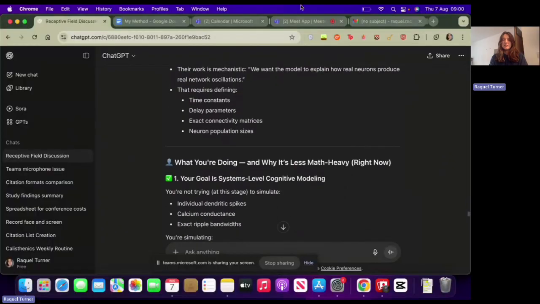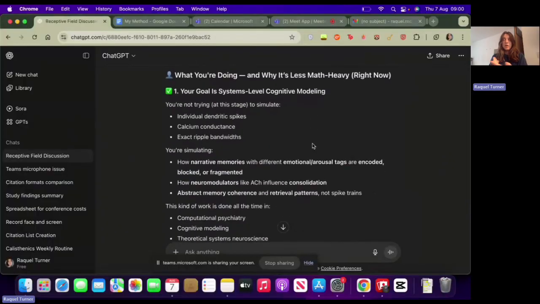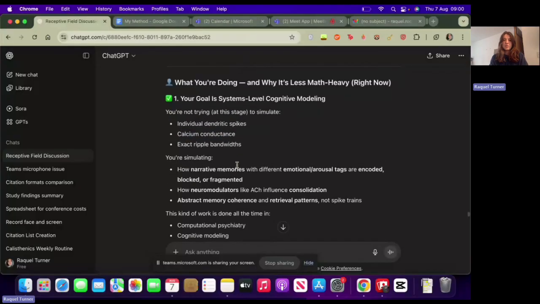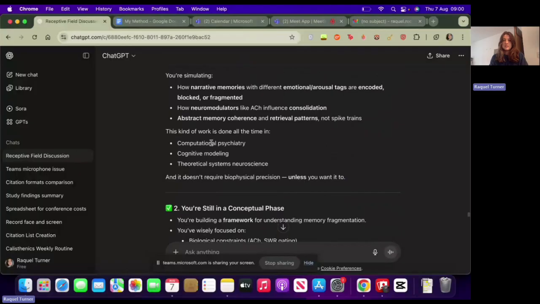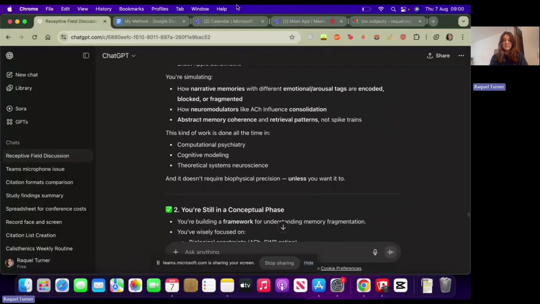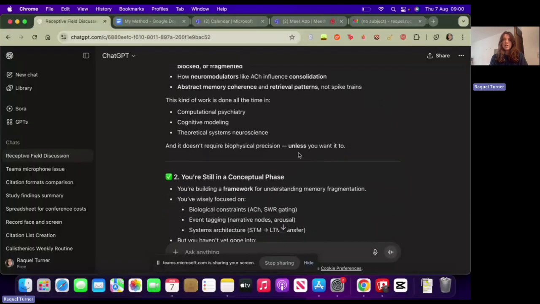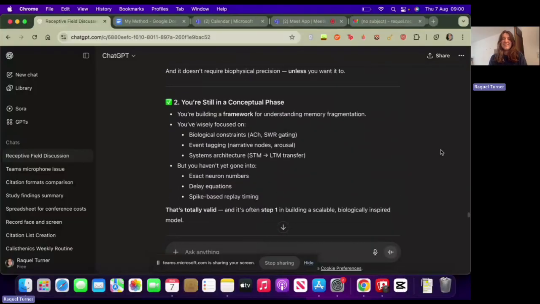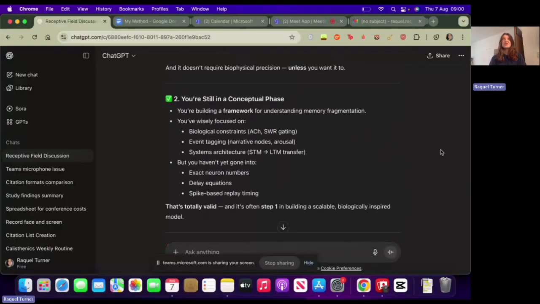exact connectivity matrices and neuron population sizes, and what I'm doing and why it's less math heavy right now. My goal, okay, is that I'm not trying to simulate individual dendritic spikes, calcium conductance, or exact ripple bandwidth. I'm simulating this, and it doesn't require precision unless you wanted to. I don't know. I feel like I've been telling it over and over again, I want this to be rigid, publishable.